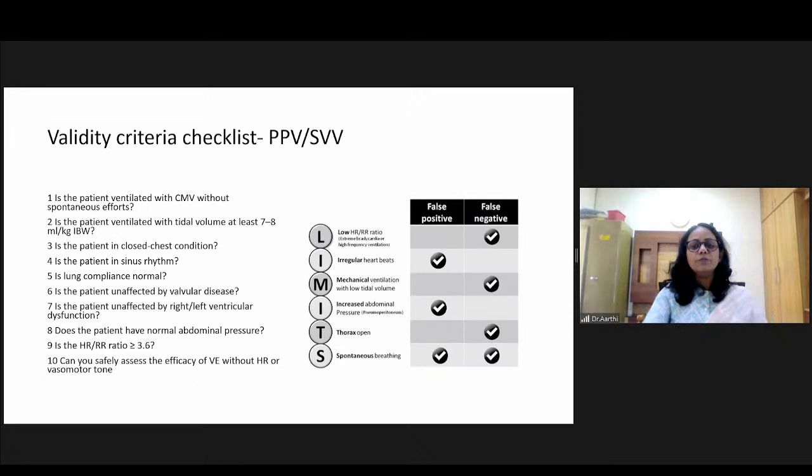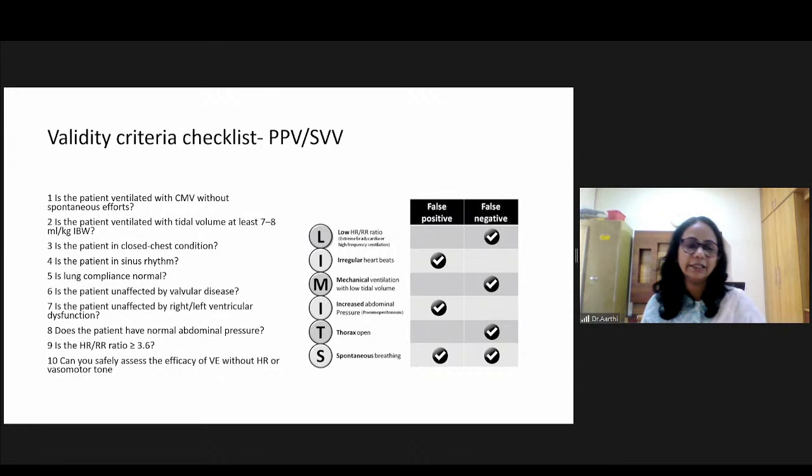We were also talking about pulse pressure variations and stroke volume variations. As I was telling you, these are derived from arterial waveform analysis using various technologies. There are certain validation criteria checklists for which these stroke volume variations or pulse pressure variations are ideal. So the patient has to be on controlled mechanical ventilation without any spontaneous effort. The ventilation should have a tidal volume of 7 to 8 ml per kg ideal body weight. There should not be any open chest conditions. And the patient should not have any form of arrhythmias.